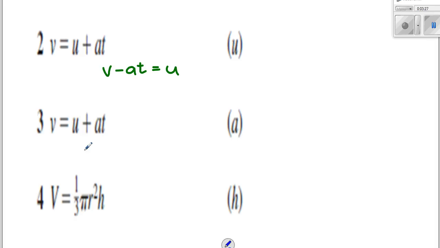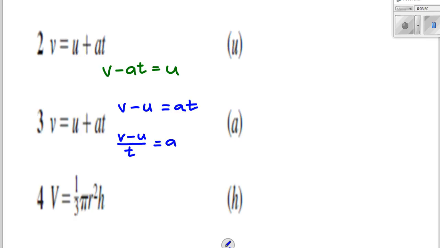So V minus U equals AT. So we subtracted U from both sides. Now to get A by itself, we need to divide both sides by T. So I'm going to do that in the next line. V minus U all over T equals A. And then that one's been done.